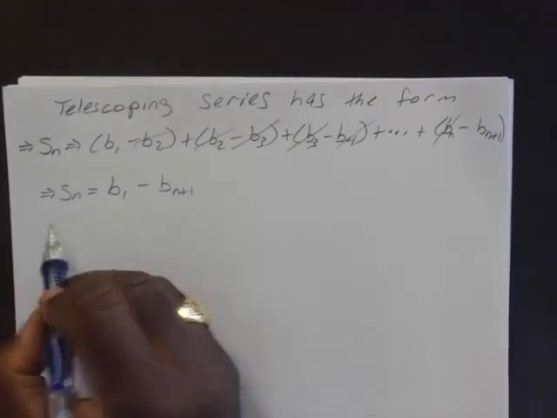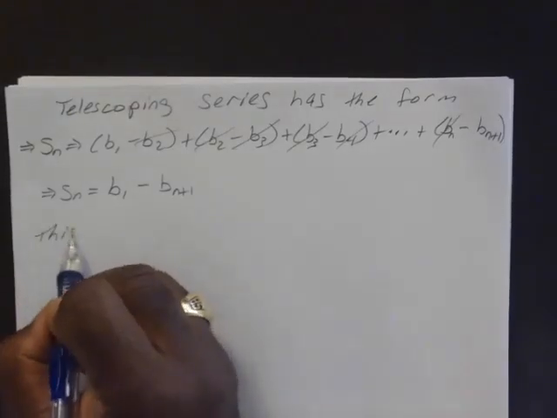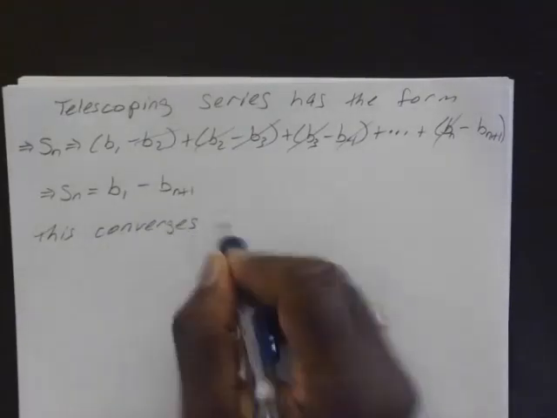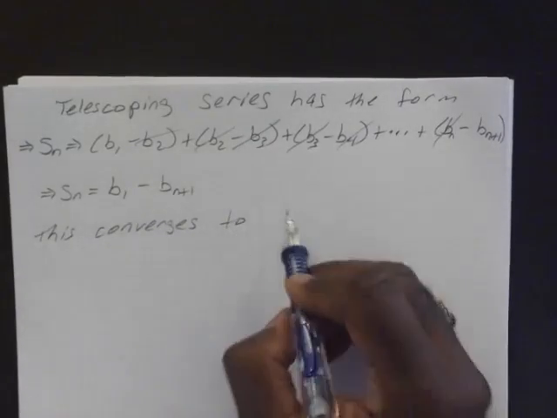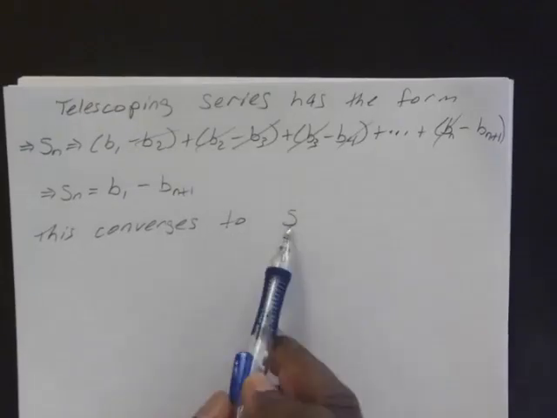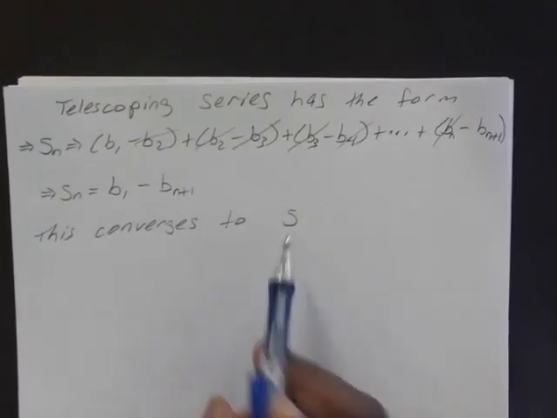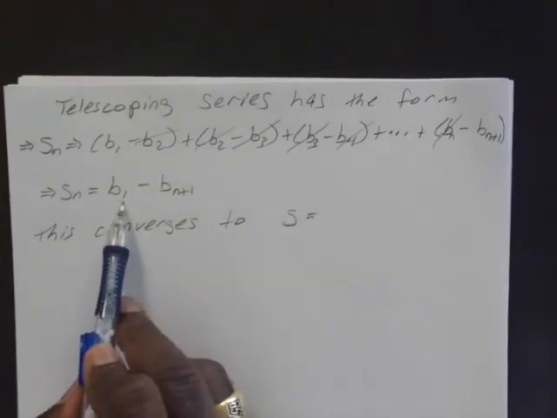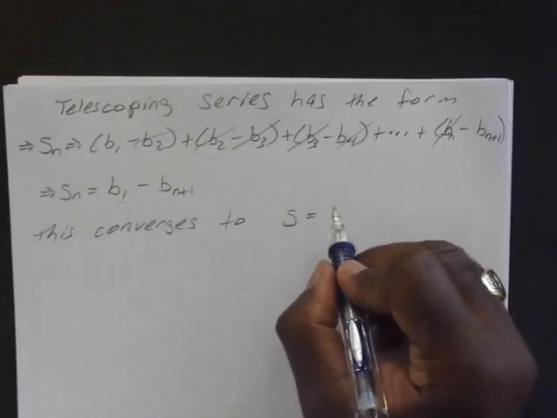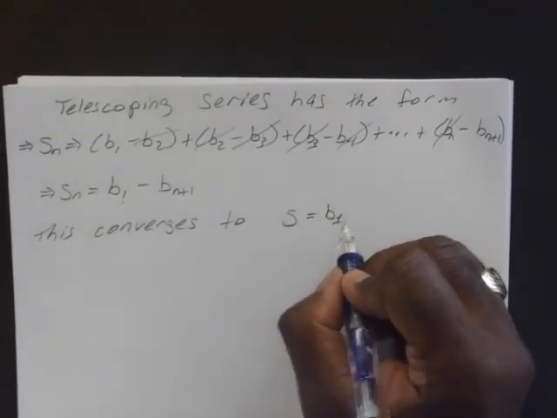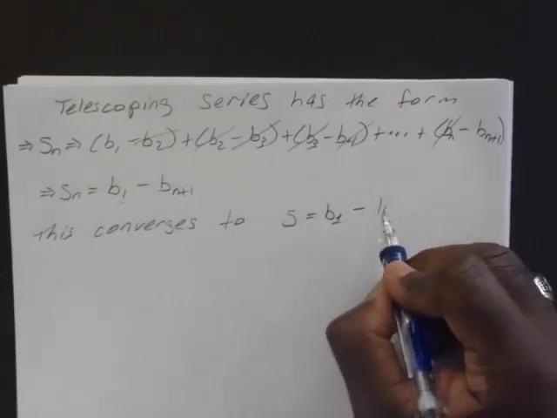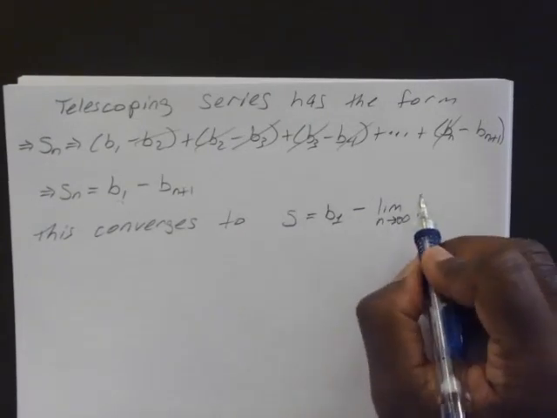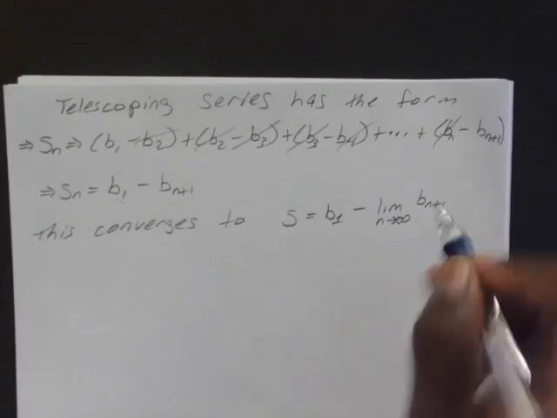Okay, so if you take that limit, you'll automatically know that this converges to our partial sum value s, which is equal to the limit of a constant b sub 1. That's just going to be b sub 1. So that's just b sub 1 minus the limit as n approaches infinity of b sub n plus 1.